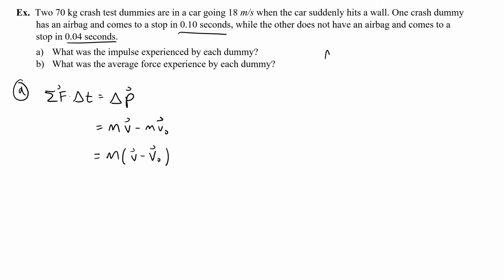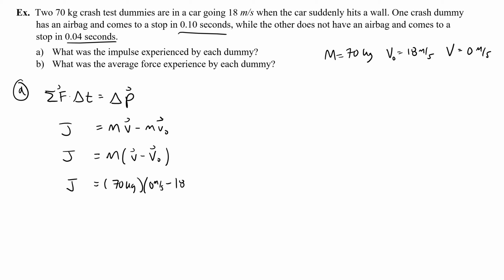Now, I know those three things. I know the mass of each dummy is 70 kilograms, the initial velocity is 18, and the final is 0, right, because it comes to a stop. So let's figure out the change in momentum, and therefore the impulse. I could call this J if I wanted to. The impulse would be equal to 70 kilograms times the final velocity, 0 minus 18.